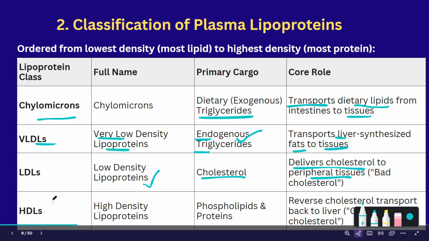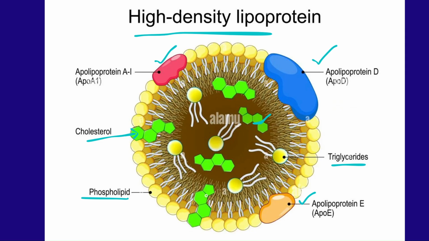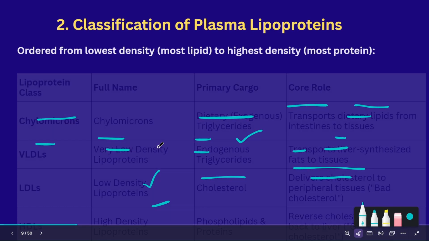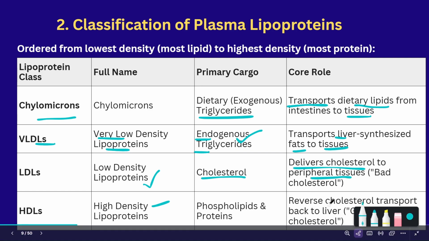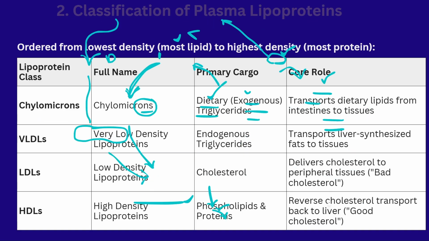And next, we have to understand about the HDL, high density lipoproteins. This HDL is formed by mostly proteins and phospholipids. Here you can see there is more amount of proteins and more amount of phospholipids. This is an HDL, right? What is the function of HDL? When our body contains more amount of HDL, this will reverse the cholesterol back into the liver.